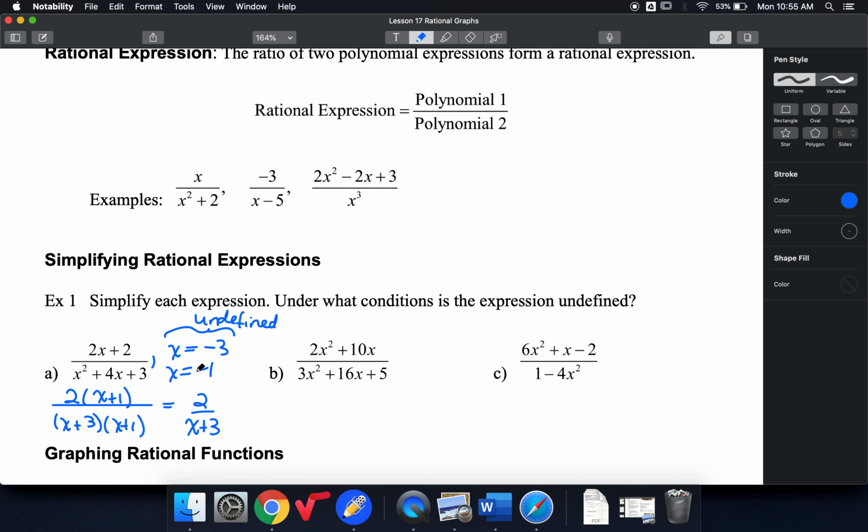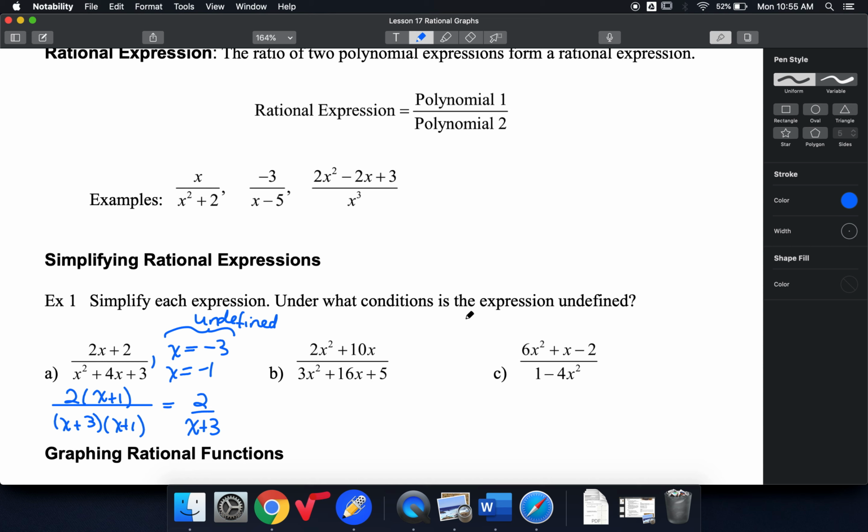And jumping ahead a bit, graphically, undefined points are where I'm going to have discontinuities. So either vertical asymptotes, x equals -3 will be a vertical asymptote, but x equals -1 is not a vertical asymptote. Instead, that's going to create a hole in the graph, which we'll see in a little bit.